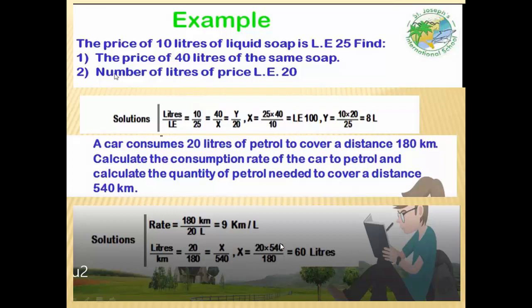Okay, then if this car covers a distance of 540 kilometers, the consumption of petrol equals 60 liters.